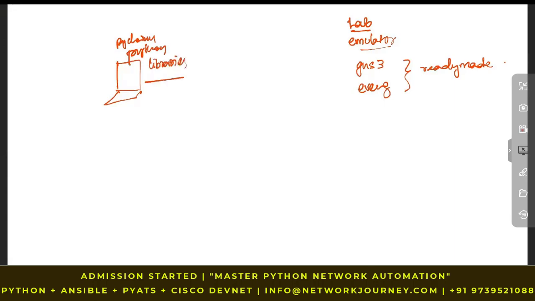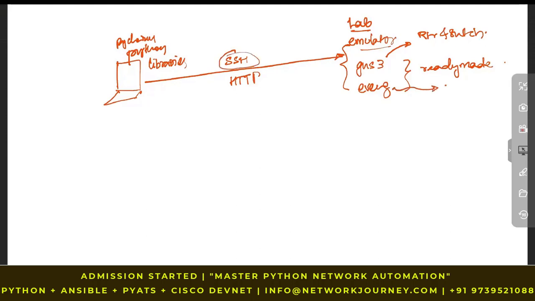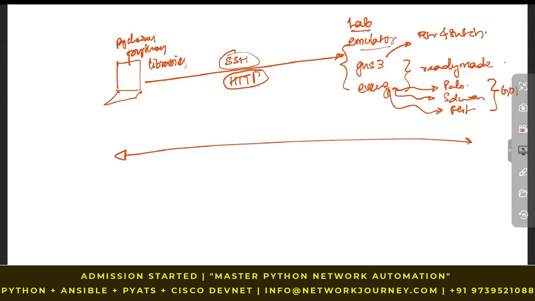And then this must initiate the SSH connection or HTTP connection over on this, depending upon what you are using. If you're making use of a simple router and a switch, these devices can work over SSH. In case you're hosting Palo Alto, or SD-WAN, or FGT, these are all graphical based interfaces, so HTTP will work. So in the lab, we have to make this provision.